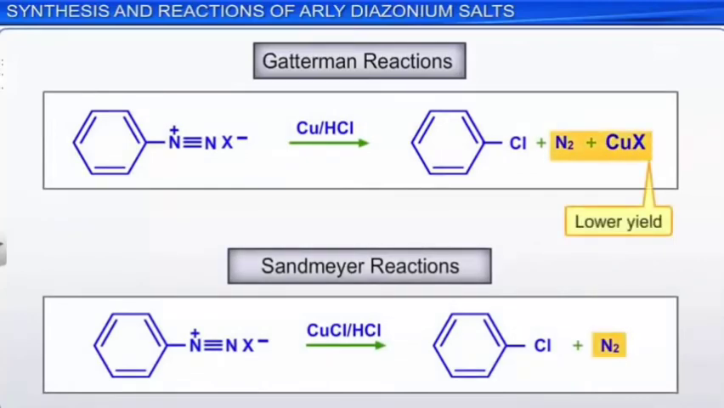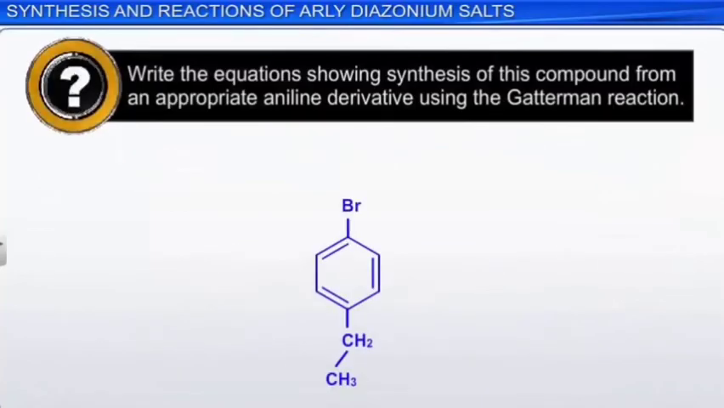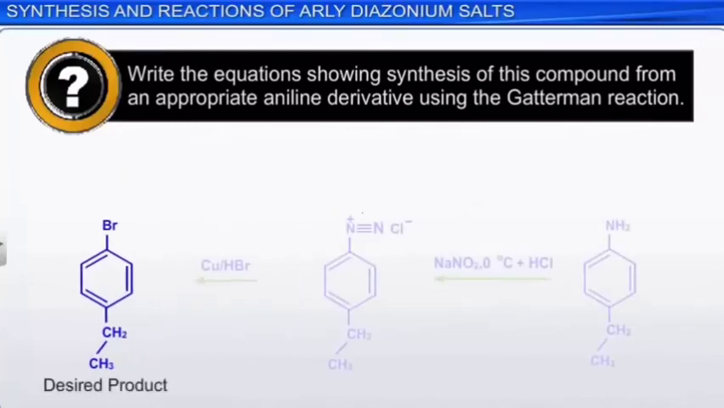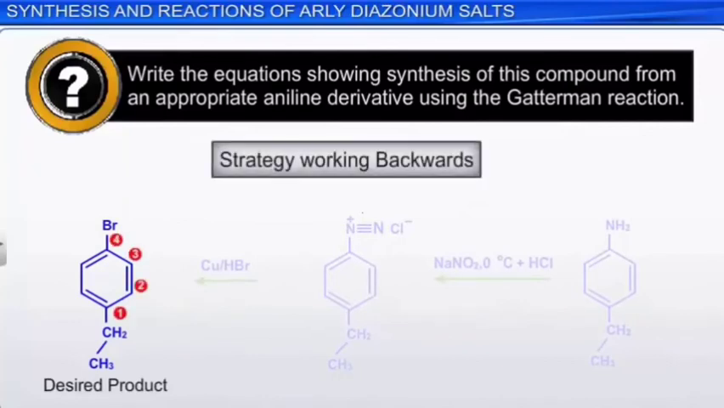Try to solve this problem on your own before checking the answer. Write equations showing the synthesis of this compound from an appropriate aniline derivative using the Gattermann reaction. With these types of problems, working backwards can be a very effective strategy. We need a bromine atom at position 4 on the aromatic ring. So we can carry out a Gattermann reaction using a diazonium group in the correct location. We can make the diazonium salt from the appropriate aniline derivative.